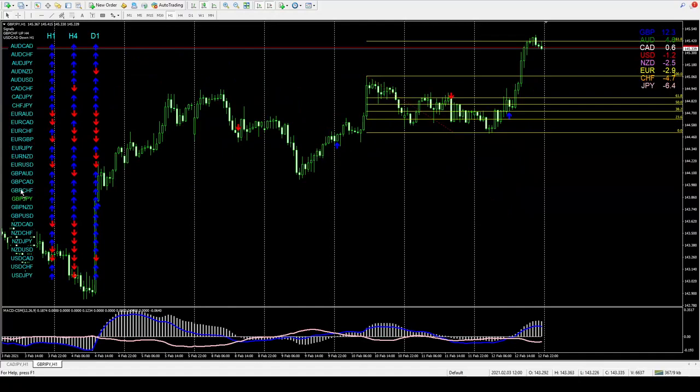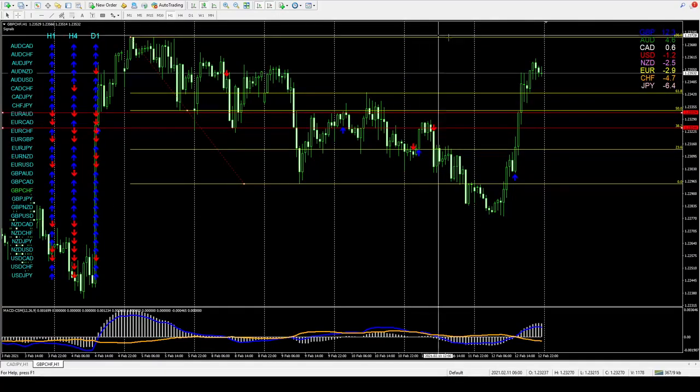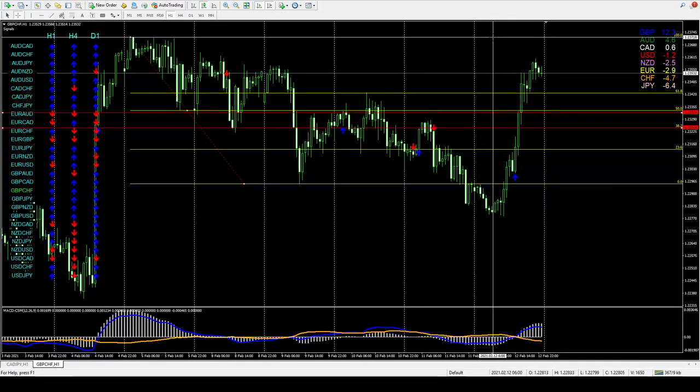We still don't have to close it because our TP will be around the 100 Fibonacci, which is 1.23718. Our target profit here is around 40 to 45 pips.